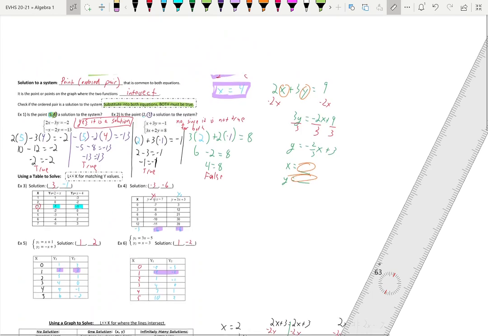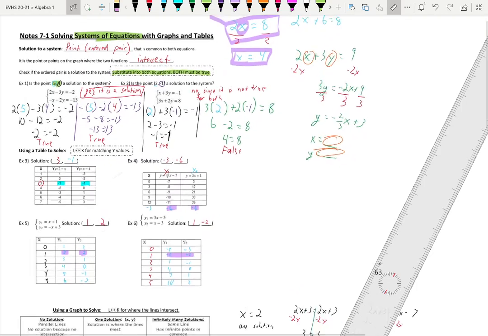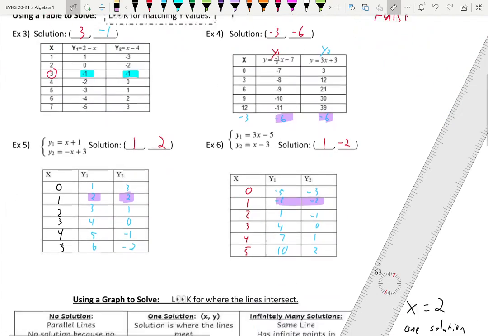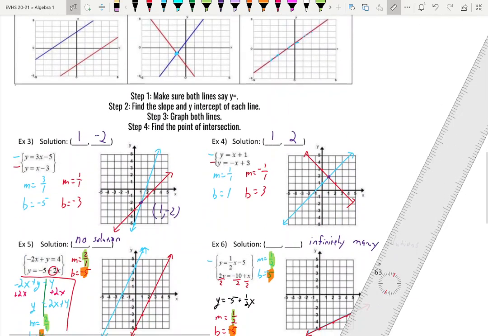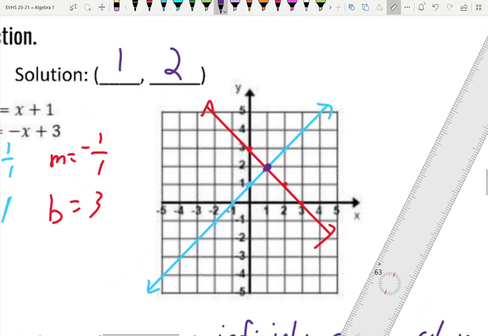Remember that a system of equations, first off, is when we have multiple equations and multiple variables. The place that you find the solution is where the same point makes both equations true. On a table, you find that by looking for the place where both y values are the same for the same x value. And on a graph, you're looking for the place where they intersect. Of course, check for your special cases of parallel and for the same line, which are no solutions and infinitely many solutions respectively. Otherwise, if they just have a single intersection, it's the place where they cross.